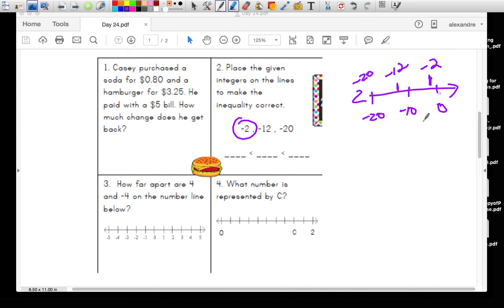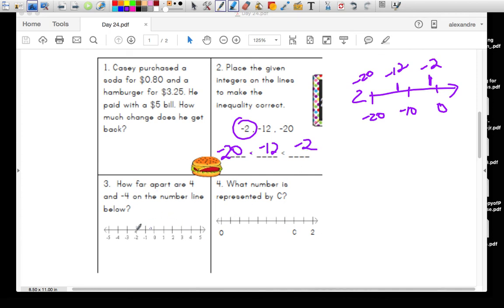So remember I told you in class the number to the right is always the biggest one. So the negative 2 is the biggest number. Negative 12 is the number in the middle. Negative 20 is the smallest one. So in order, we would write negative 20 is less than negative 12, which is less than negative 2.